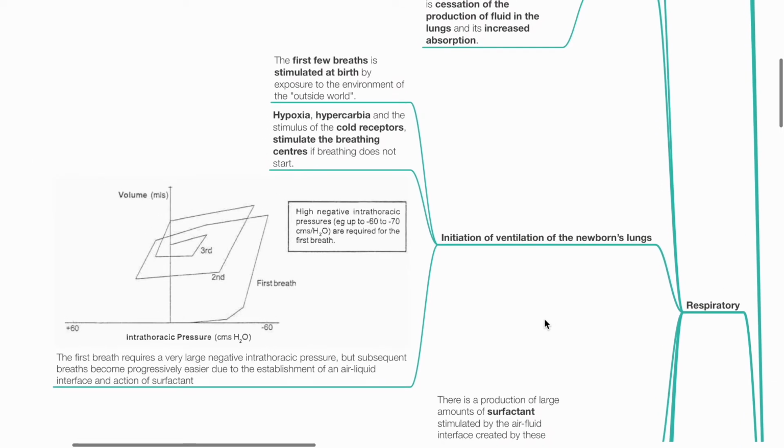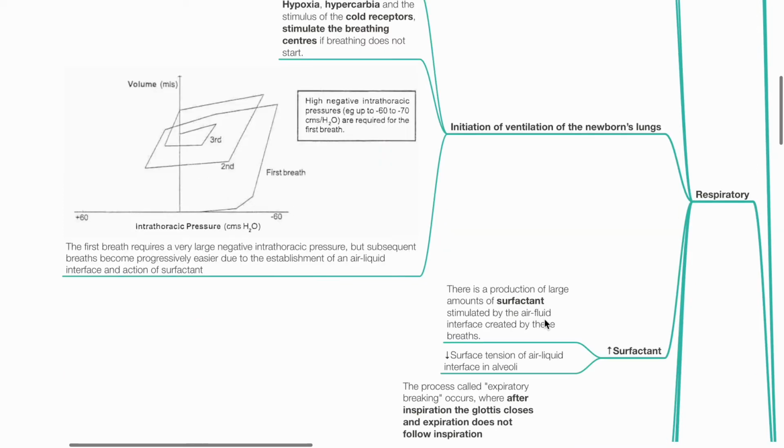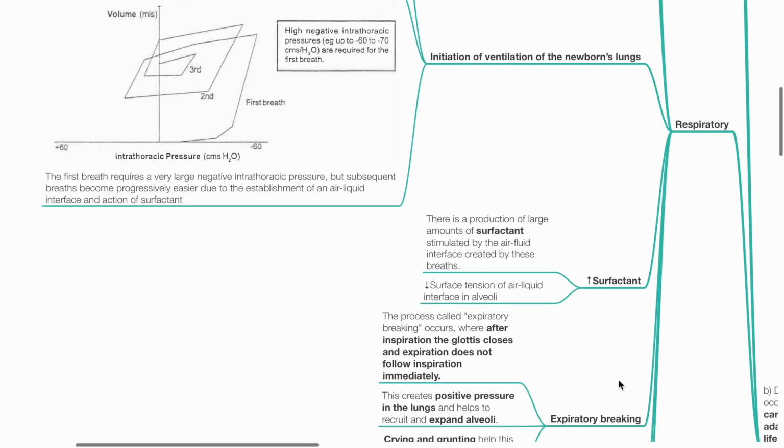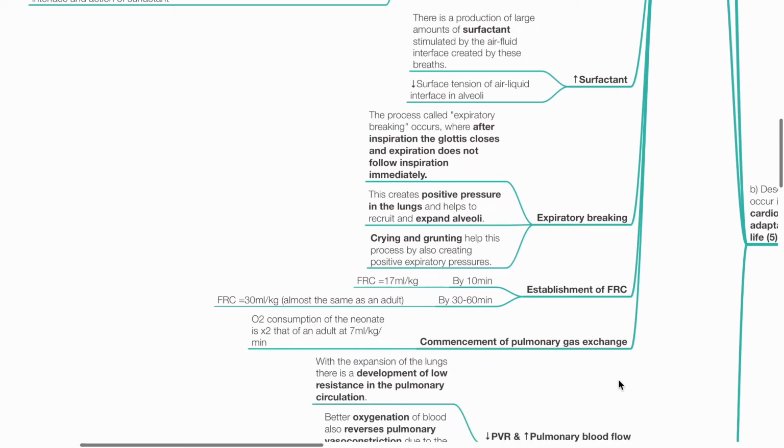The first few breaths is stimulated at birth by exposure to the environment of the outside world. Hypoxia, hypercarbia, and the stimulus of cold receptors stimulate the breathing centers. The first breath requires a very large negative intrathoracic pressure, but subsequent breaths become progressively easier due to the establishment of an air-liquid interface and the action of surfactant. There is a production of large amount of surfactant stimulated by the air-fluid interface created by these breaths. Surfactant reduces surface tension of the air-liquid interface in the alveoli, increasing lung compliance and reducing work of breathing.